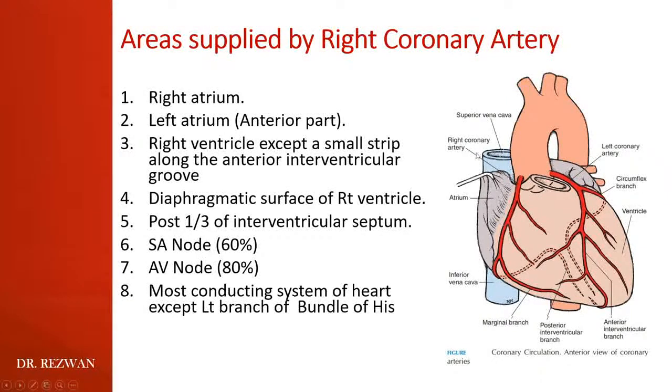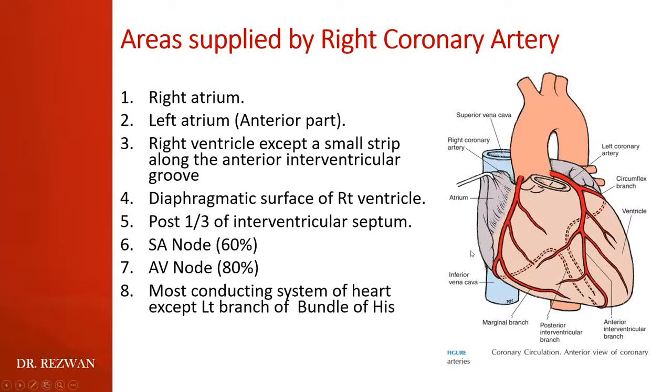Very importantly, we can see the whole right atrium and some part of the left atrium, which is the anterior part. Right ventricle, except some small strip along the anterior interventricular groove, because the anterior interventricular groove of the right ventricle is mainly supplied by the anterior interventricular branch of the left coronary artery. So that is excluded. Diaphragmatic surface of the right ventricle, obviously you can see the hazy dotted area, this is the right coronary artery which is supplying the diaphragmatic surface.